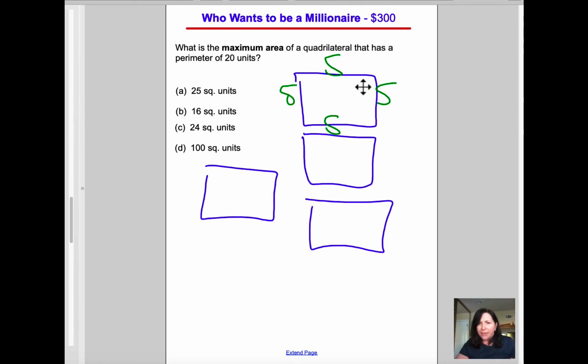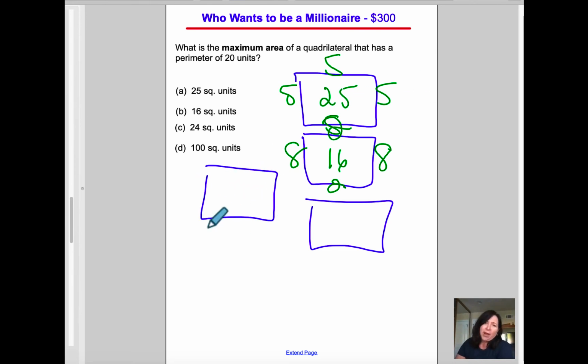5 times 5, that would be 25. Okay, 25 units squared. What if I had 8, and then, what's that, 16? So that would be 2 and 2. Well, that's 16, definitely not.